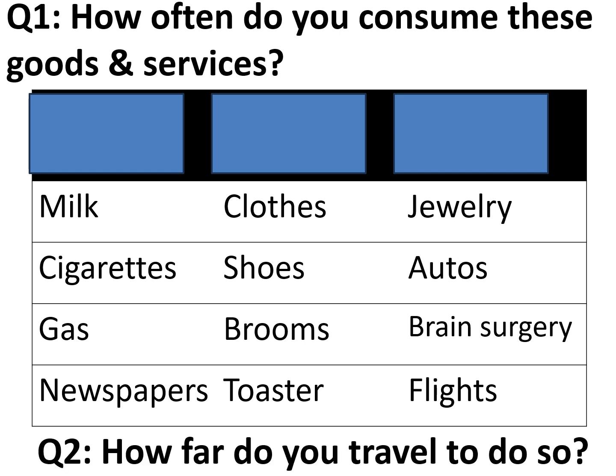And of these 12 goods, think about how far you will travel to access these goods or services, right? Now, things like milk, cigarettes, gasoline, and newspapers, people will typically not travel all that far to get these, right? They might go to a corner store if you live in a place with a corner store.